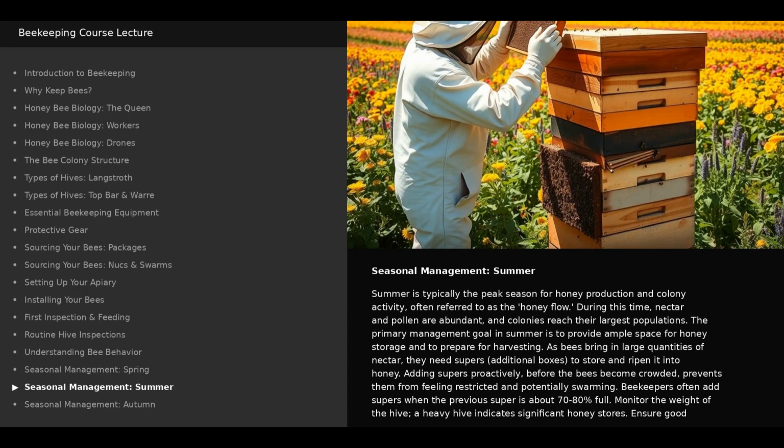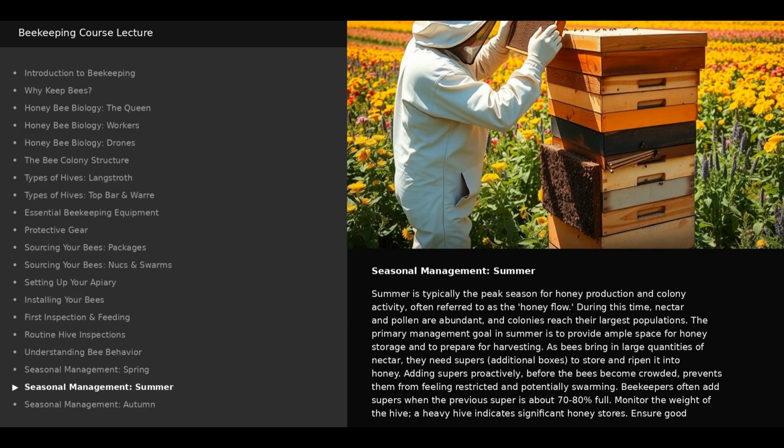Seasonal management. Summer. Summer is typically the peak season for honey production and colony activity, often referred to as the honey flow. During this time, nectar and pollen are abundant and colonies reach their largest populations. The primary management goal in summer is to provide ample space for honey storage and to prepare for harvesting. As bees bring in large quantities of nectar, they need supers, additional boxes to store and ripen it into honey.